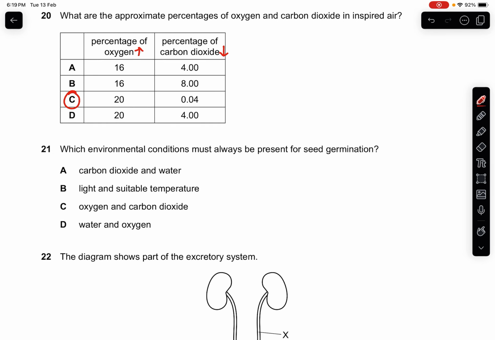Question 21. Which environmental conditions must always be present for seed germination? Seed germination is not, they won't be using any oxygen in this process.